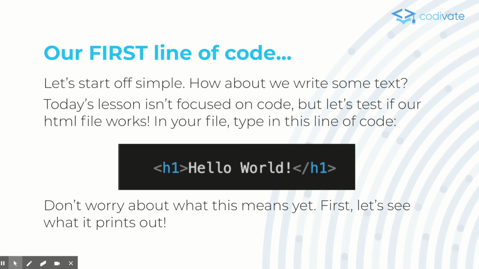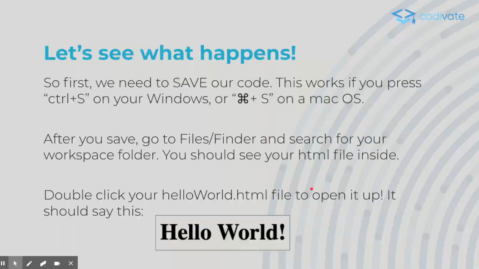So let's write our first line of code in our new HTML file. As per tradition for beginner programmers, let's type this. It would be the less than sign, h1, greater than sign, Hello World with an exclamation mark, and the same thing but with a forward slash in between. And let's see what it outputs. Don't really worry about what these symbols mean. We'll get to that later, and first let's see what it outputs.